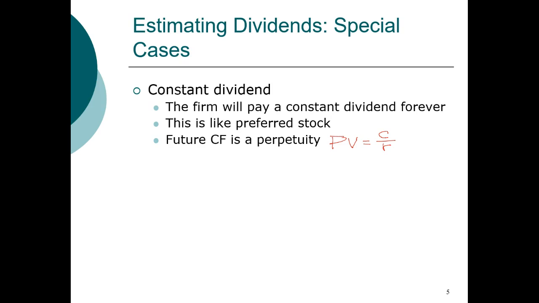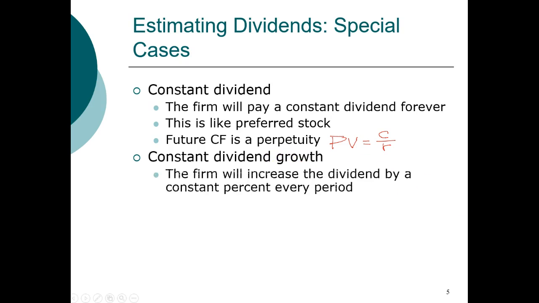Of course, assuming that the dividend amount is going to be constant forever is not realistic for a lot of companies. One of the main reasons that people give for buying stock is that as the company expands and grows, so will the dividend amount. So the next case that we're going to look at is a constant dividend growth case. In this case, we assume that the firm will not pay the same dividend amount each year, but instead the growth rate will be constant.